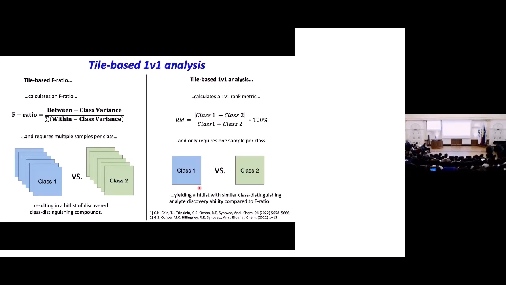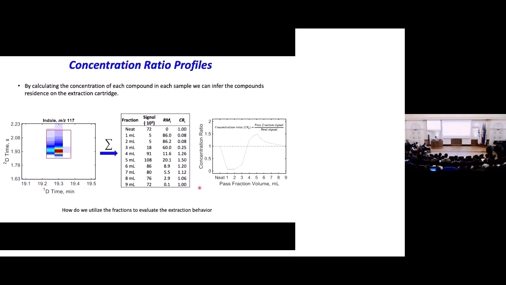But to be able to visualize how the concentration changes throughout the chromatograms, we collect our samples and quantify them into what we call our concentration ratio profiles. So this is an example. If we go to one of our polar compounds that we spiked, indole, you can sum up an area around it, either through blob detection or just through a basic tile. And then after discovering the location, you can go back into each of the fractions, sum up its concentration, and plot them all out.